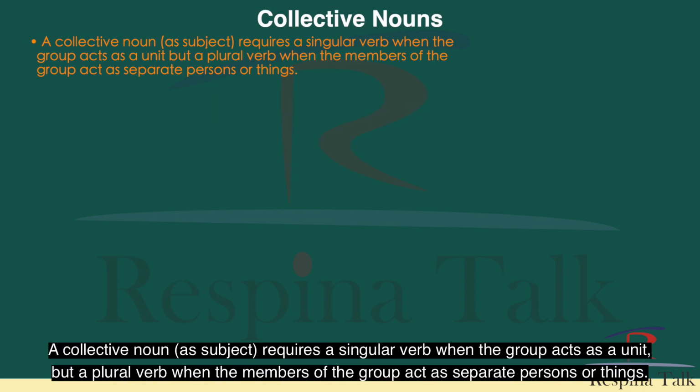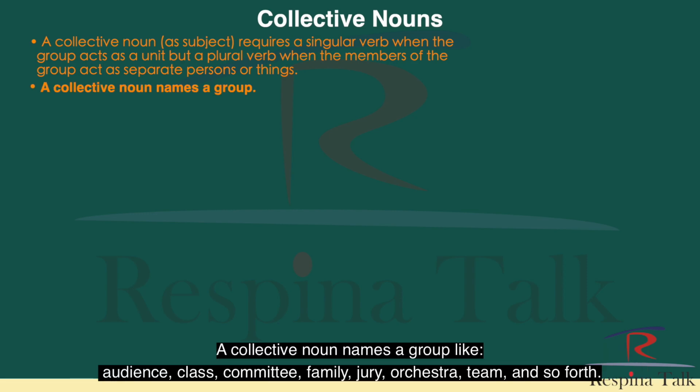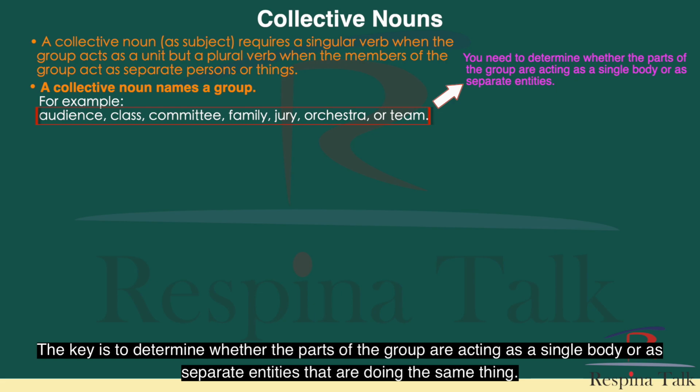A collective noun as subject requires a singular verb when the group acts as a unit, but a plural verb when the members of the group act as separate persons or things. A collective noun names a group, like audience, class, committee, family, jury, orchestra, team, and so forth. The key is to determine whether the parts of the group are acting as a single body or as separate entities that are doing the same thing.